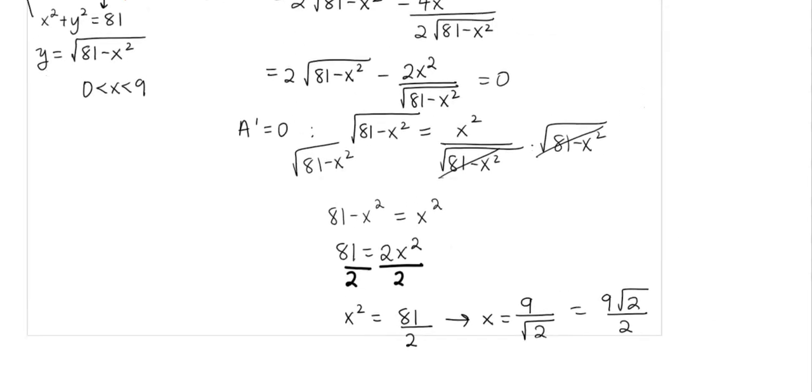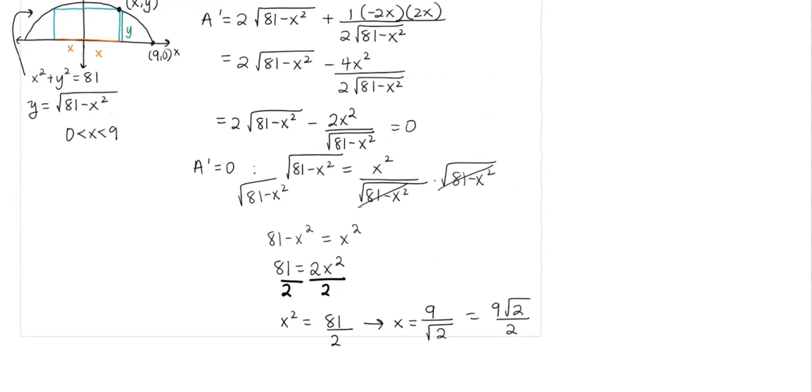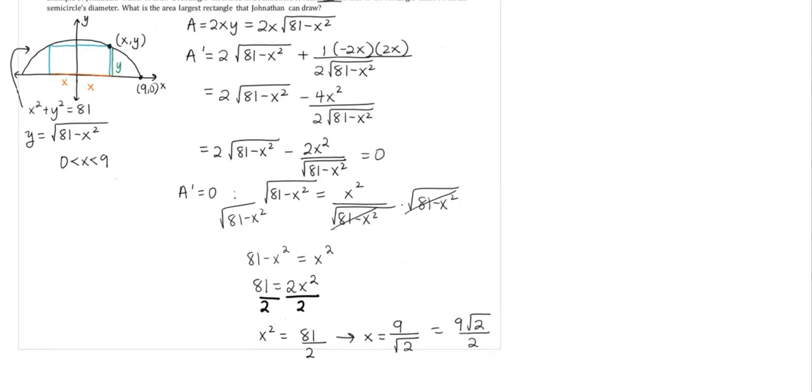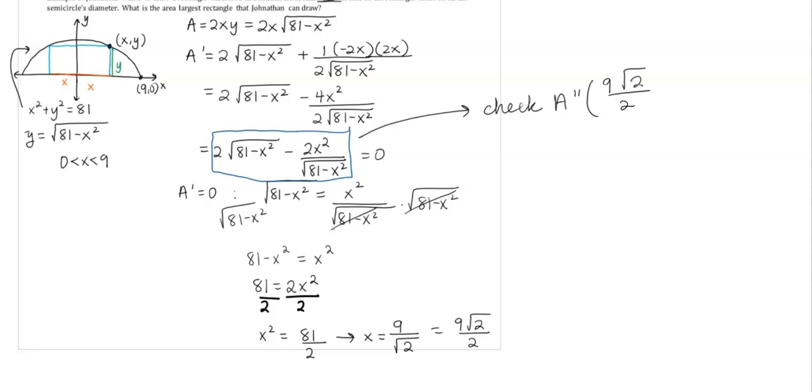At this point, we then need to verify that this is in fact giving us a maximum for the area. There's a couple of ways we could do that. We could take this expression here for the area, and we could then differentiate it in order to get a double prime. And we could check that a double prime of 9 root 2 over 2 is less than 0 in order for that to be a maximum. Or we could use the first derivative test and see that we see a sign change. I'm going to use the first derivative test.